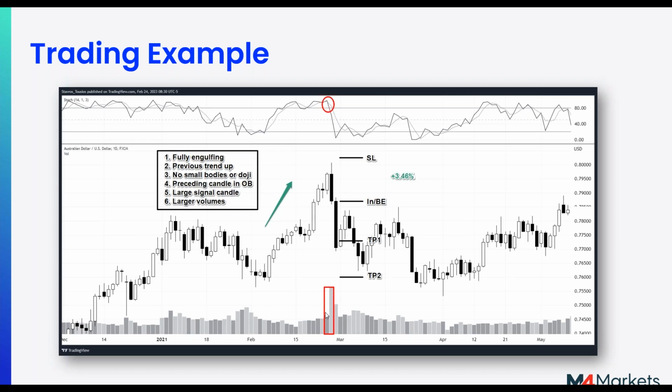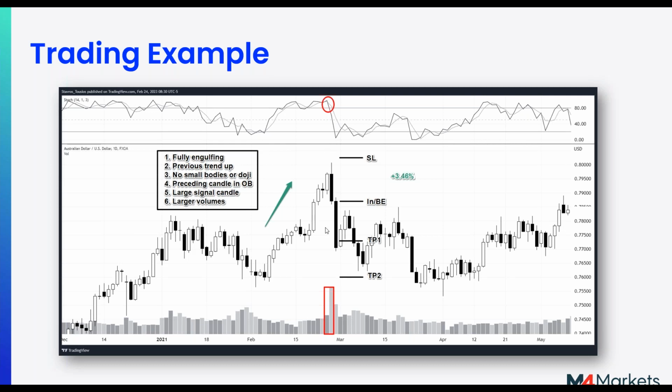You see, the volumes are larger than in this case, and the stop loss is 5 pips above the high of the signal candle. This is the entry, okay, which also is the break even. I will explain about this in a minute. The range of the candle, from bottom to top, is the take profit one, and the second take profit is just 2 times the range. Okay, so if you use a Fibonacci extension, you're going to get 100% and 200%.